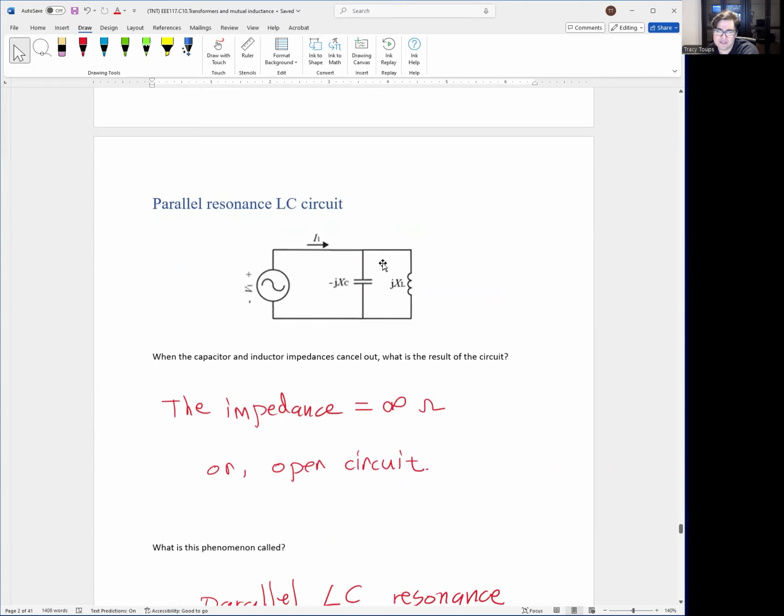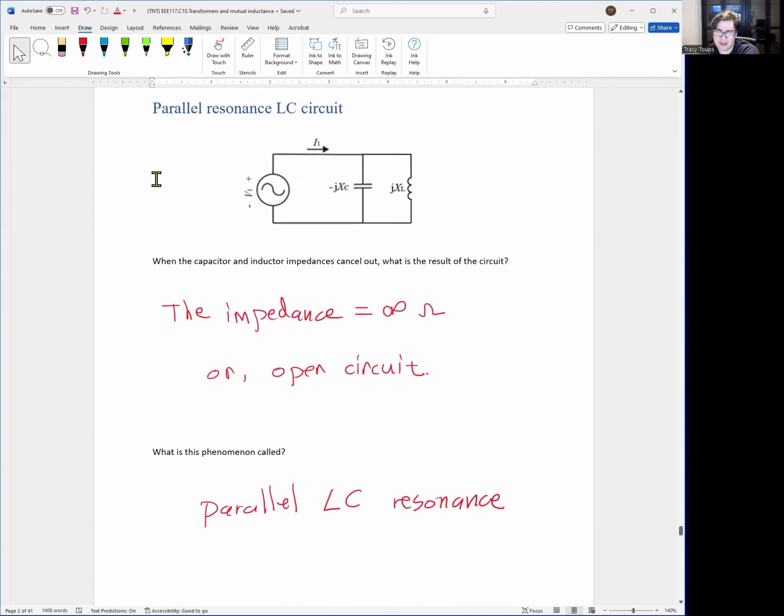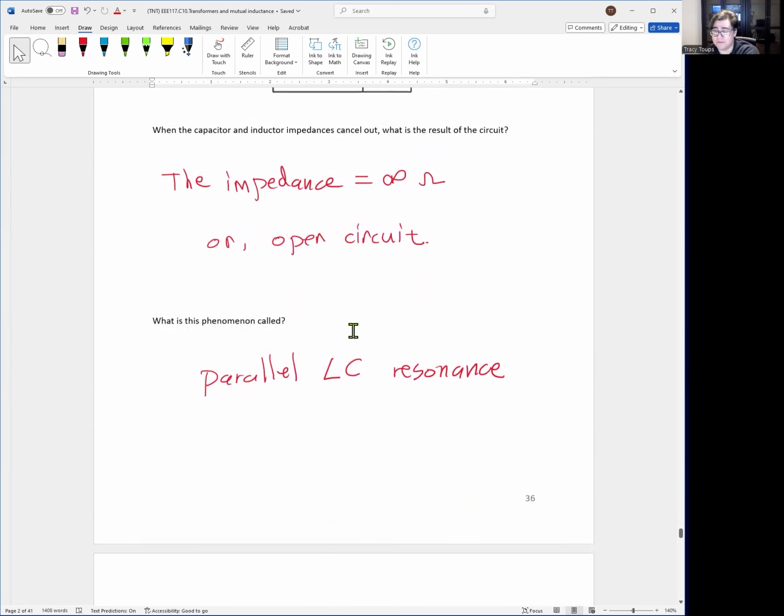Let's ask ourselves, I guess I answered a question here, but we'll go over it again. When the capacitor and inductor impedances cancel out, what is the result for the circuit? The impedance is infinity, or an open circuit. From the source's standpoint, it acts like these two devices don't even exist anymore, and it's just open lines. What's this phenomenon called? It's called a parallel LC resonance. It's kind of the opposite of the series one, where this is now an open circuit instead.